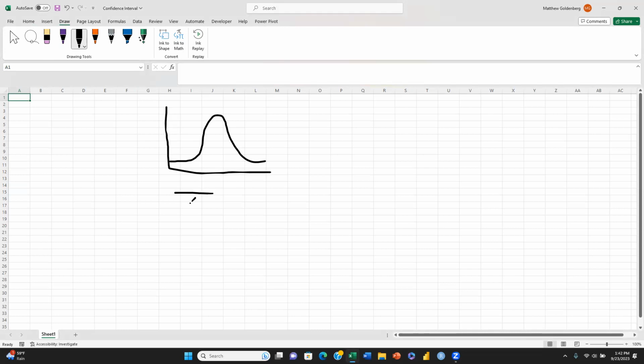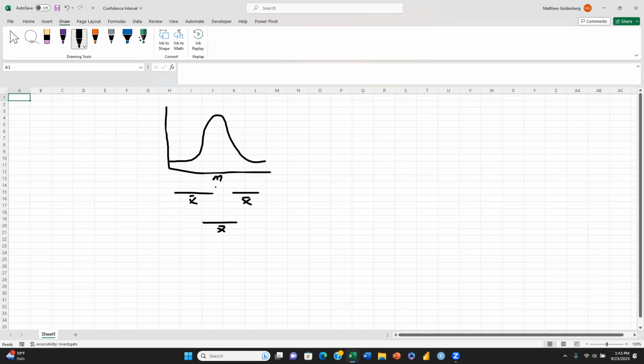So maybe you take a sample right here, and maybe you take a sample of data right here, and maybe you take a sample of data in the middle, and so forth. So you take 100 samples. That population has a parameter for its mean called mu.